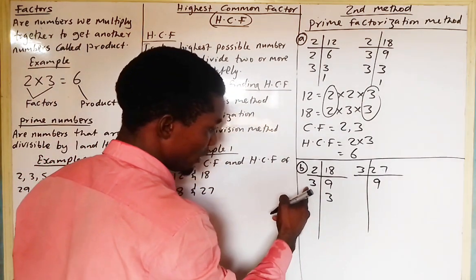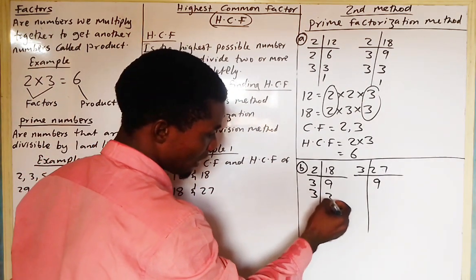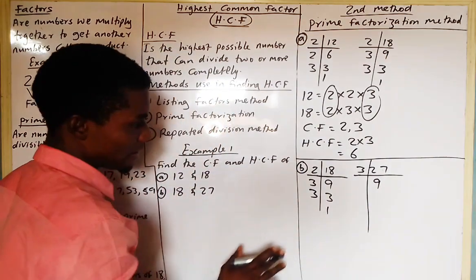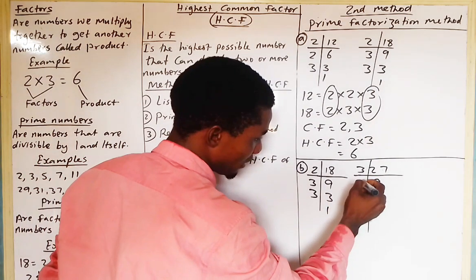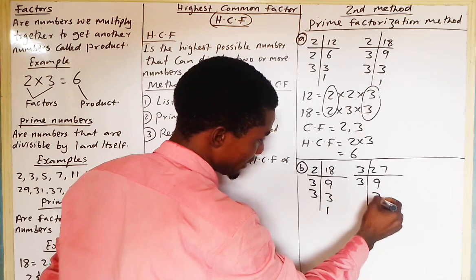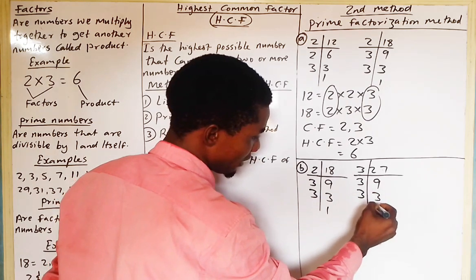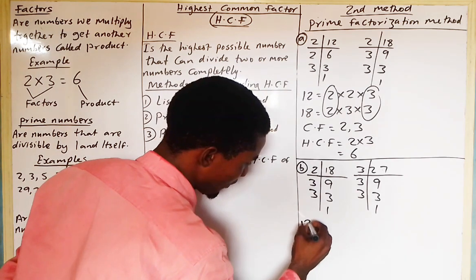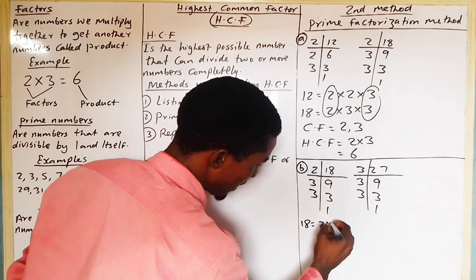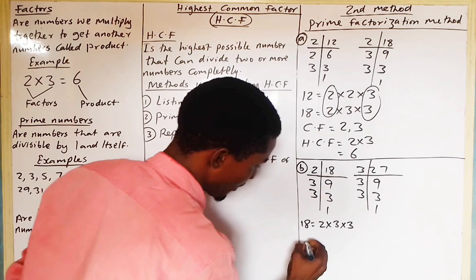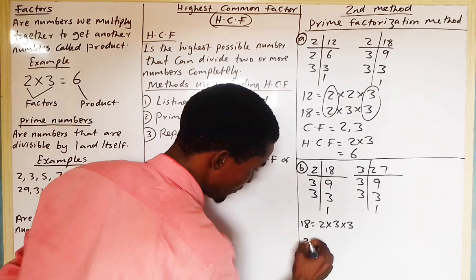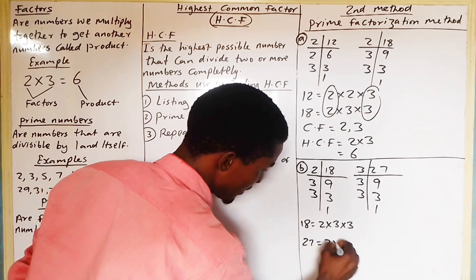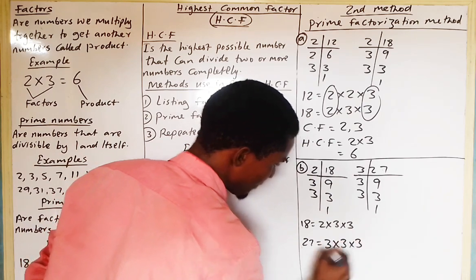Now the next number is 3. 3 can go in 3 1 time. So that is that for that. 3 can go in 9 3 times. 3 can go in 3, that's 1 time. So now the factors of 18 is 2 times 3 times 3. The factors of 27 is 3 times 3 times 3.